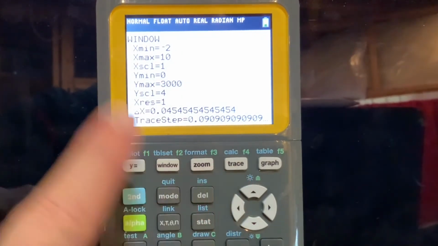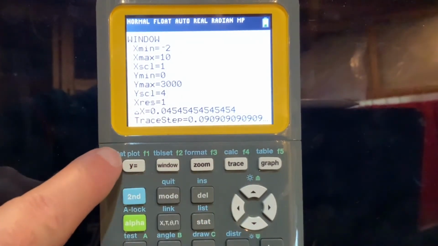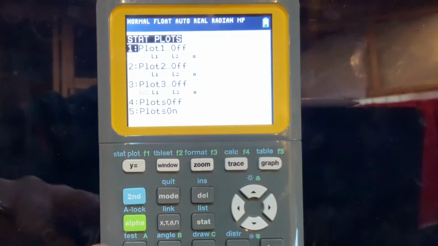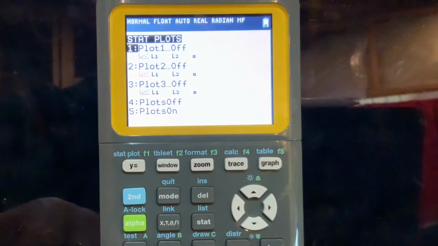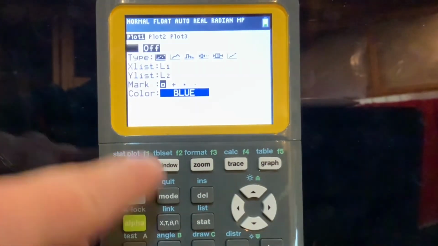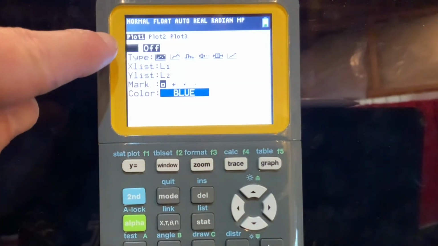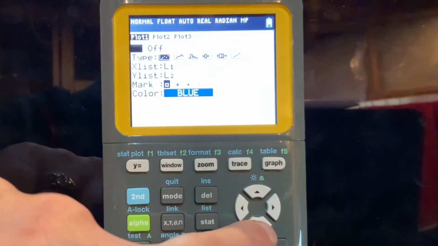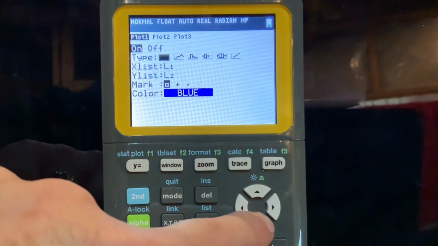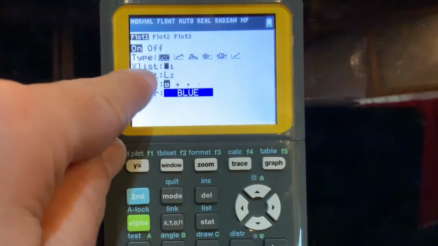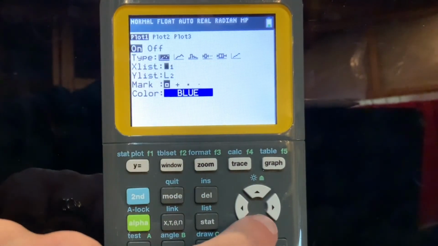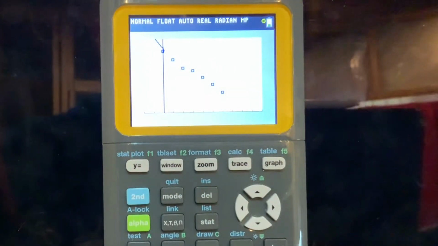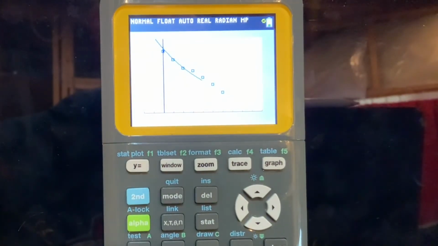Now, if I were to graph this, I'm getting closer, but I also want to turn my stat plot on. If I hit second stat plot, notice how it's off. It should normally be off, but I want to see the ordered pairs that I just put on here. So I'm going to change this to on. Scatter plot's the type. My X list was in L1, my Y list was in L2. If I now hit graph, I'm going to see those points, and then I see this curve.